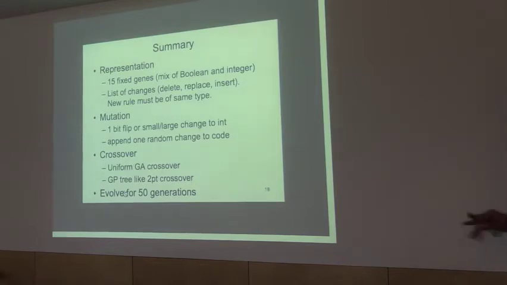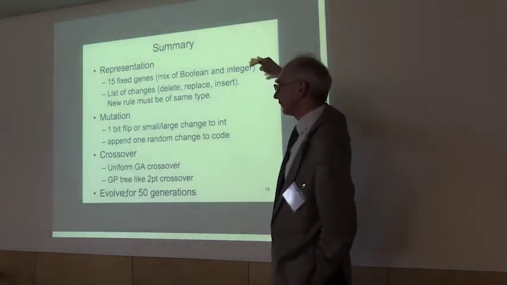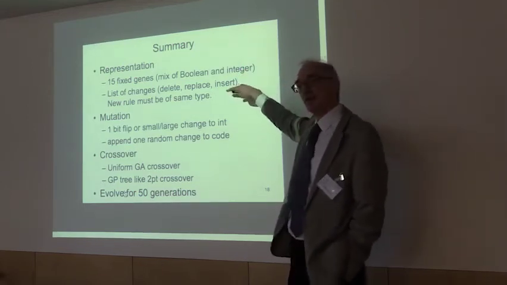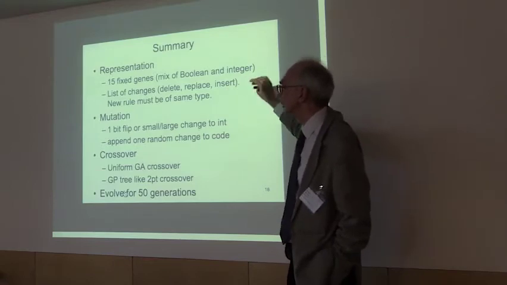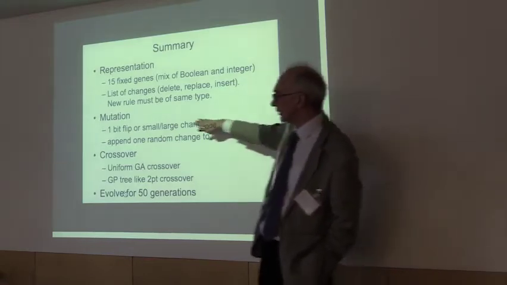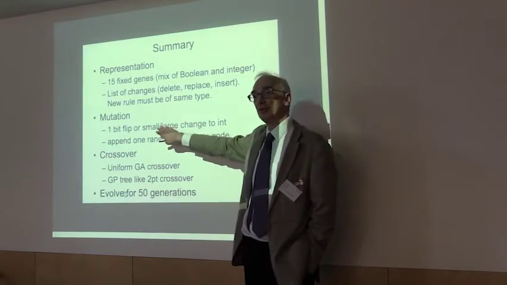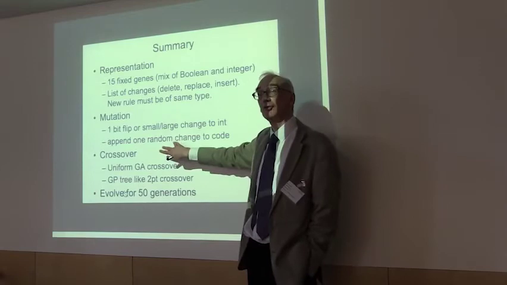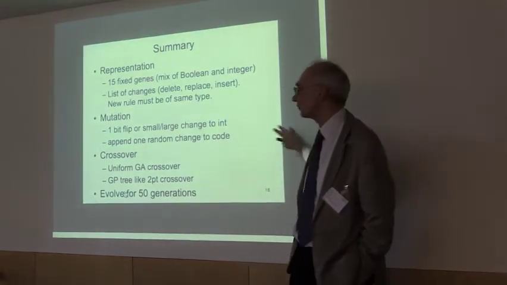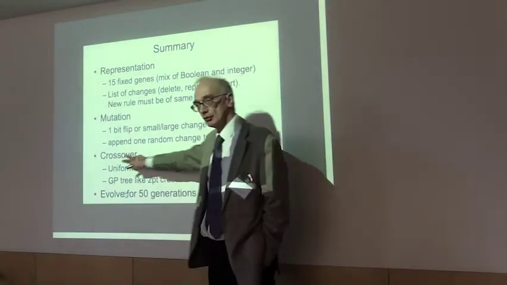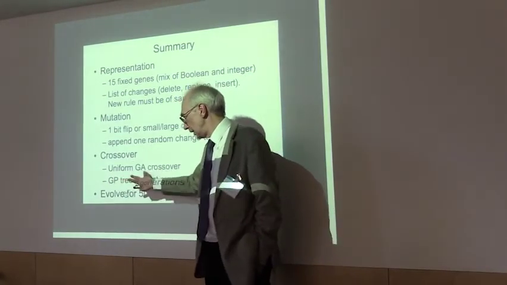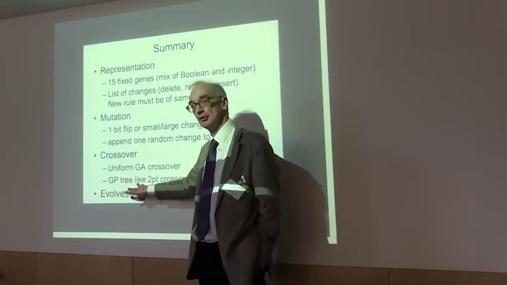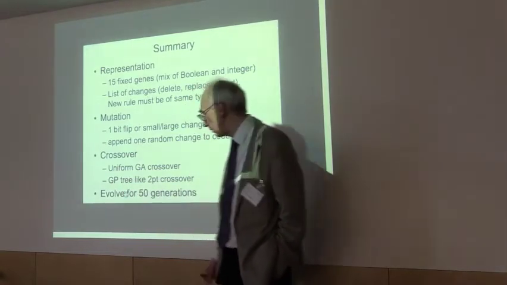So this, in summary, we have a fixed part, which is like a traditional GA, a bit string GA, and then a variable part, which is a list of patches. The mutation is essentially a bit flip on the GA part, or adding another patch to the end of our list of patches on the variable length part. Crossover is a GA crossover operator on the fixed part, and something that looks like a GP crossover on the variable part.